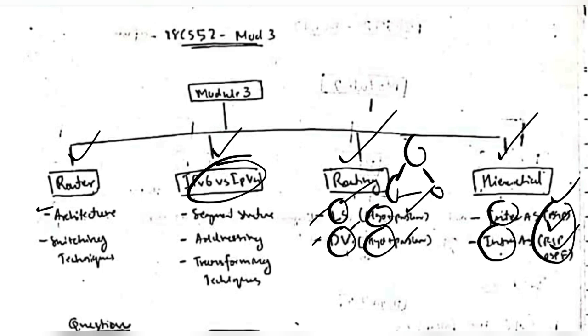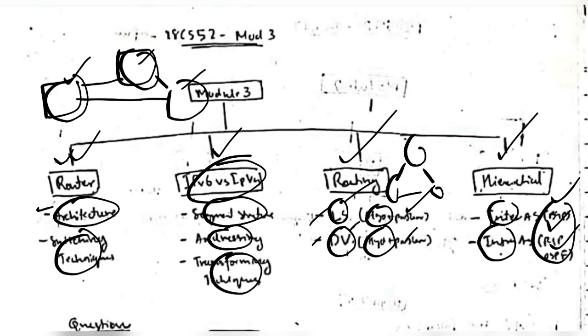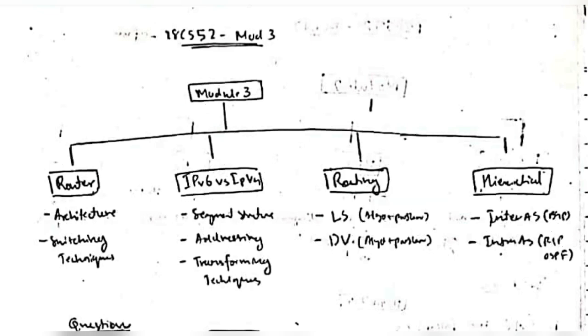Then coming to architecture, meaning the router. For the architecture of the router, there's a diagram that you have to make and explain each of these components. And for switching techniques, there are 3 techniques. That's the important thing in router. In IPv6 versus IPv4, you have to know the datagram structure, addressing, and transforming from IPv4 to IPv6 and vice versa. So let's get started with each of these.